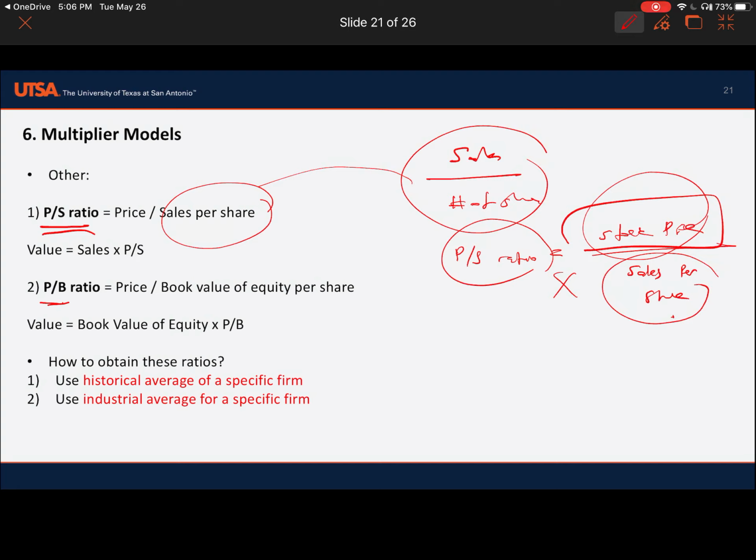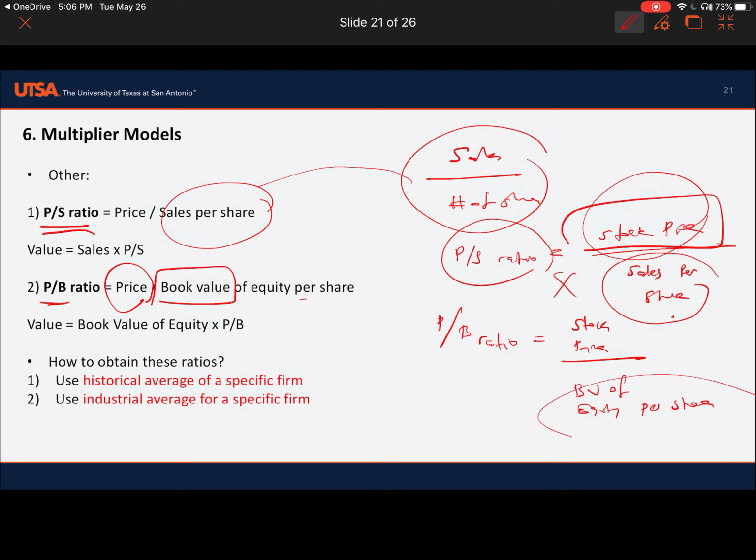PB ratio, another multiple model, is price over the book value of equity per share. How can we find the book value of equity per share? You just take the book value of equity divided by the number of shares. You will find the book value of equity per share, and you're looking for the price by applying a PB ratio. The PB ratio equals stock price over book value of equity per share. You know or estimate this value, then just multiply and find the stock price.